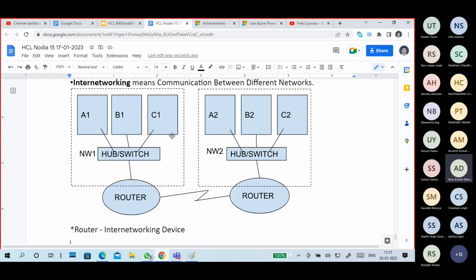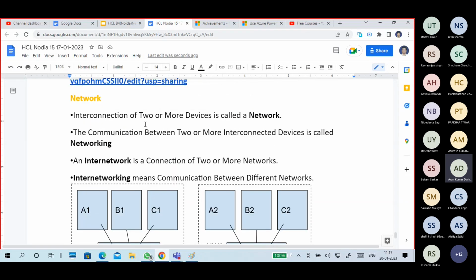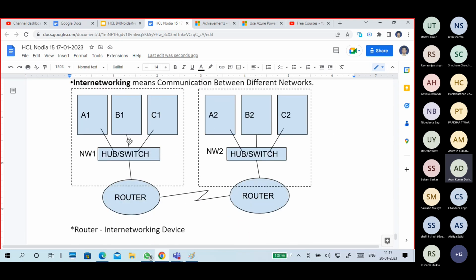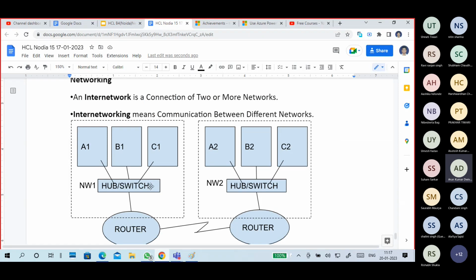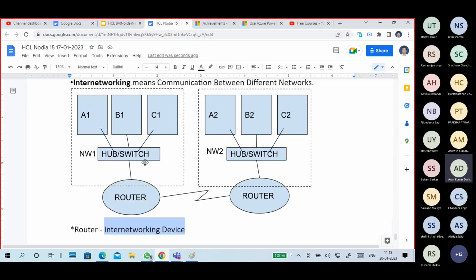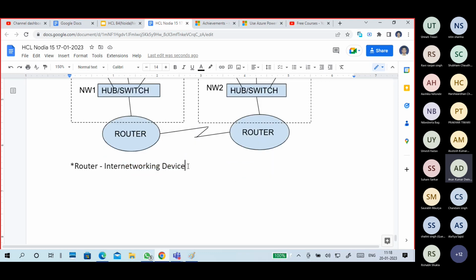So guys, again: network, networking, internetworking. Network means interconnection of two or more devices. Networking means communication between interconnected devices. What is an internetwork? Connection of two or more networks. Communication between different networks is called internetworking. For internetworking, we use a router. In a network, we use hubs, switches, kind of stuff. Of course, there are a lot of devices, I'm not going into them.